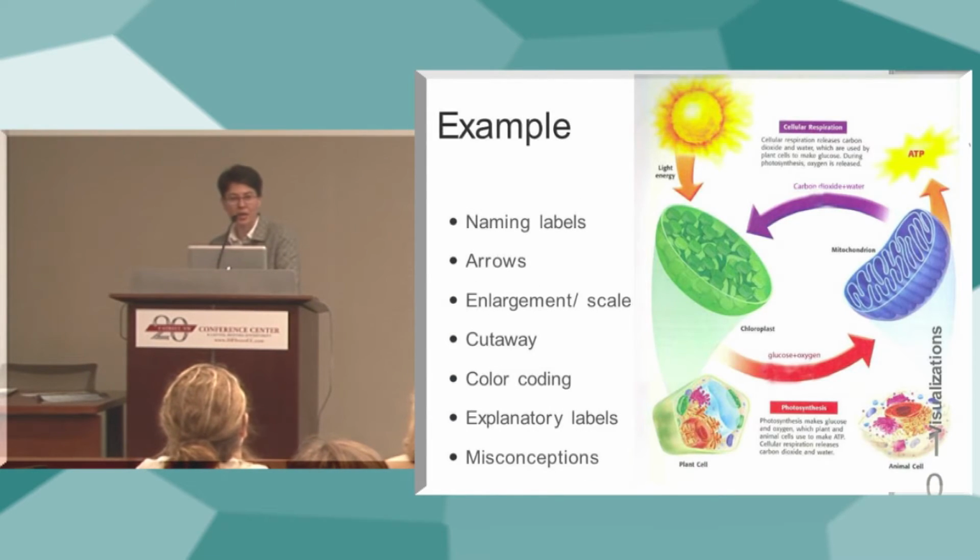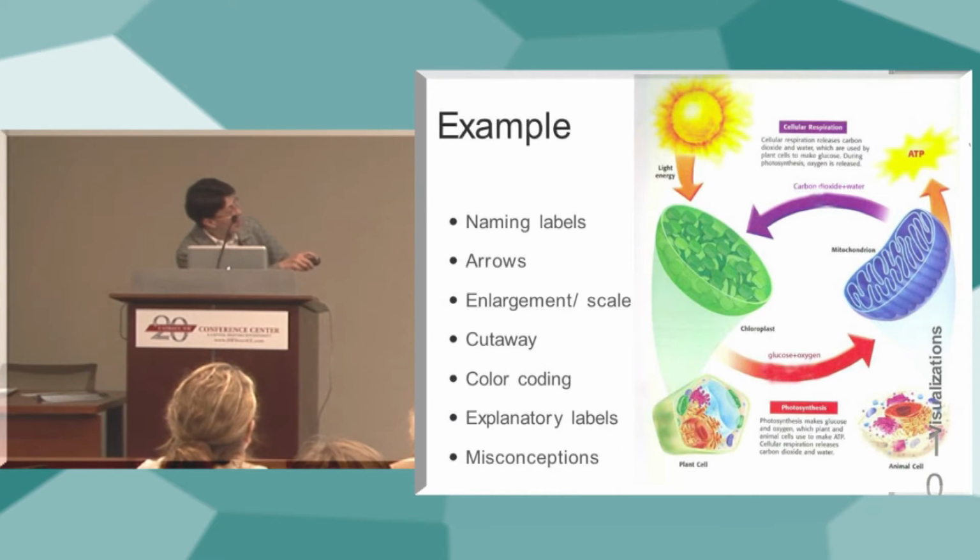So to come back to this example, we have labels that name objects: mitochondrion, chloroplast, light energy, ATP. We have these arrows that are connecting, in this case, an animal mitochondrion, which is releasing carbon dioxide and water, which goes over to a plant chloroplast. It's a little hard to see on the slide, but there's this enlargement from the plant cell. It's showing that this is the enlarged chloroplast.